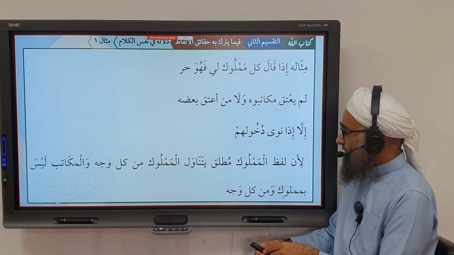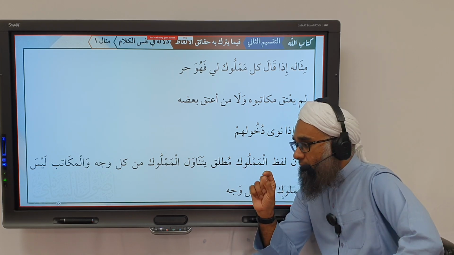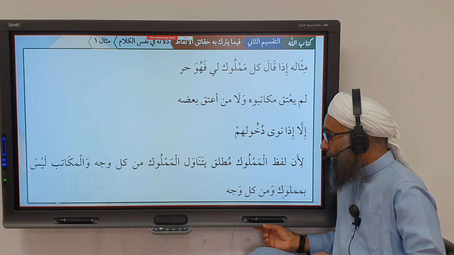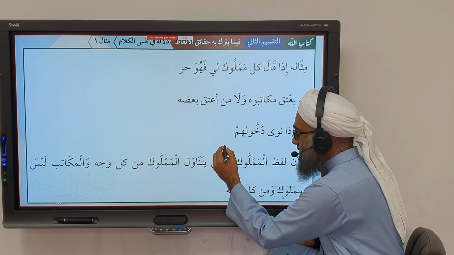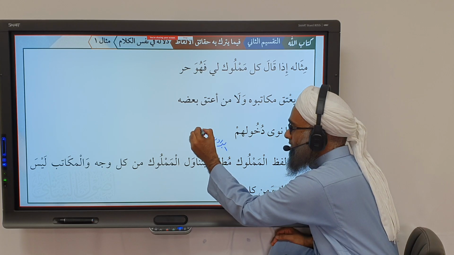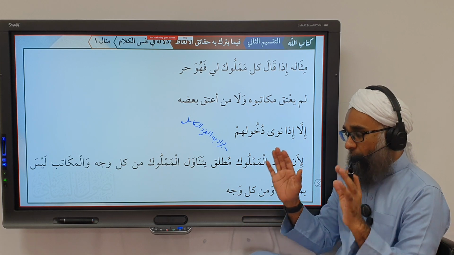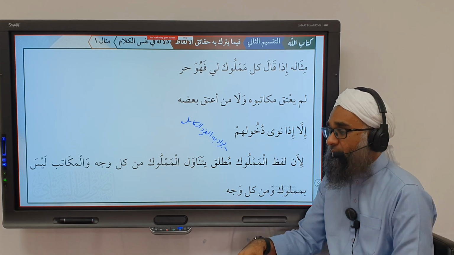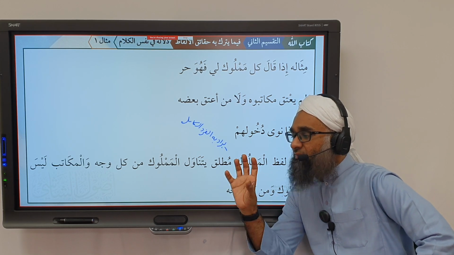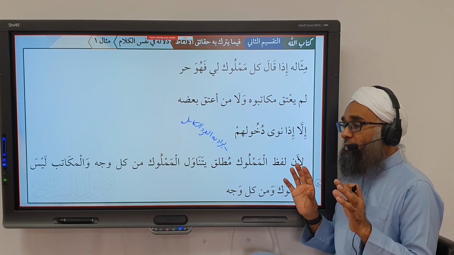Why? لأن لفظ المملوك مطلق. The word mamluk is mutlaq. And the rule regarding a mutlaq is يراد به الفرد الكامل. Only a complete fard will be included, meaning like a proper full one. For example, if you say, give me an apple, you have to give a fard kamil of an apple. You can't give a half or a quarter. So when a word is mutlaq, then the fard kamil will be referred to.